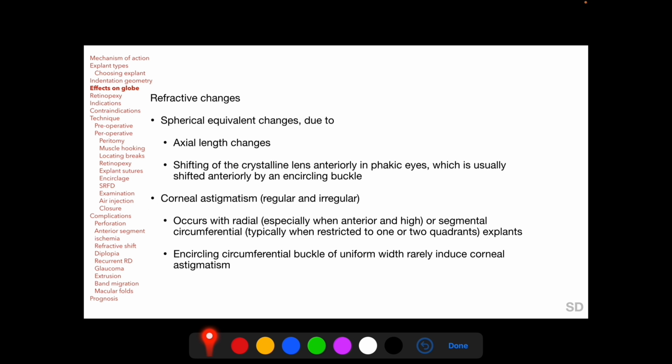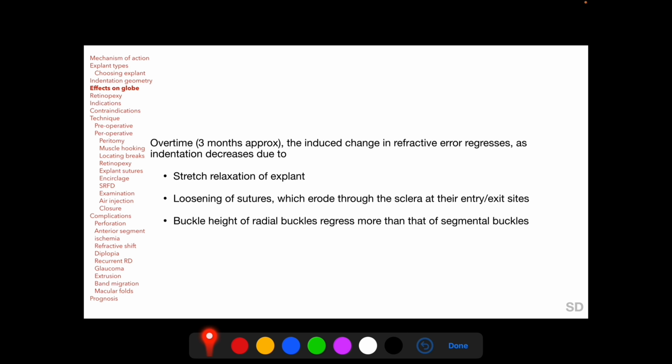Refractive changes induced by scleral buckling can be either changes in spherical equivalent, which may occur due to changes in axial length as described, or shifting of the crystalline lens anteriorly in phakic eyes, or induction of corneal astigmatism, which occurs with radial or segmental circumferential explants. Over several months, the induced change in refractive error regresses as the indentation decreases due to stretch relaxation of the explant and loosening of sutures.